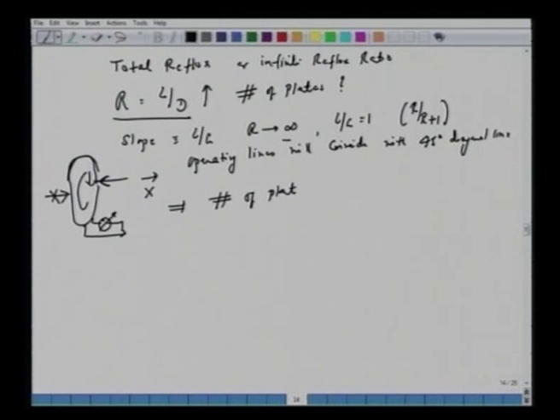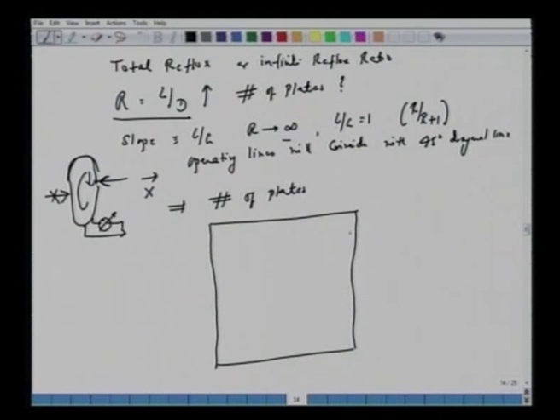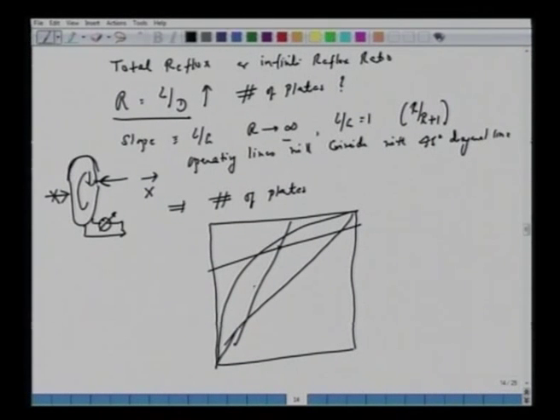So the idea is that we should see graphically what happens to the locus of intersection of the 2 operating lines, or the slope of the 2 operating lines. If we have this y versus x curve and this operating line, then as you increase the reflux ratio, R over R plus 1, the slope, or L by G, increases.